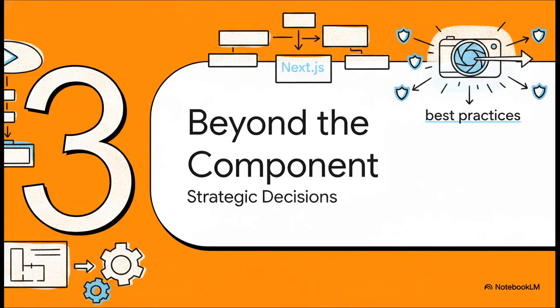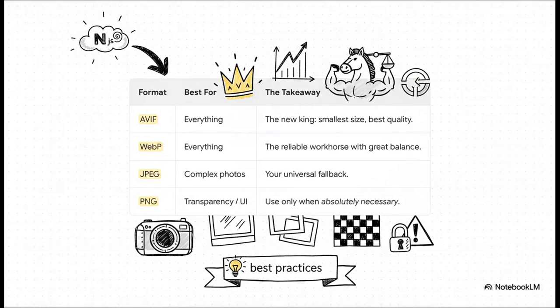Okay, so we've got a handle on the component itself, but building a truly optimized website means you have to think strategically before you even write a single line of code. Let's zoom out a bit and look at some broader best practices. Even though Next.js can convert formats for you, it helps to start with the right one. The way I think about it is this. AVIF is the new king. It gives you the best quality for the smallest possible file size. WebP is your super reliable workhorse. It's got great balance. JPEG is your universal fallback for photos. And PNG, you should really only use that when you absolutely need a transparent background.